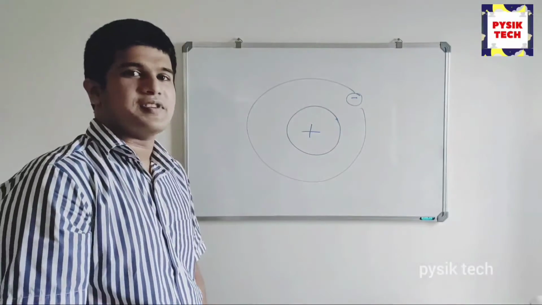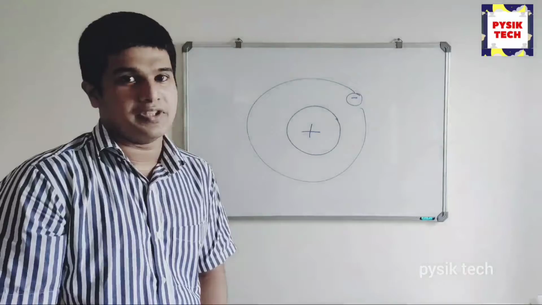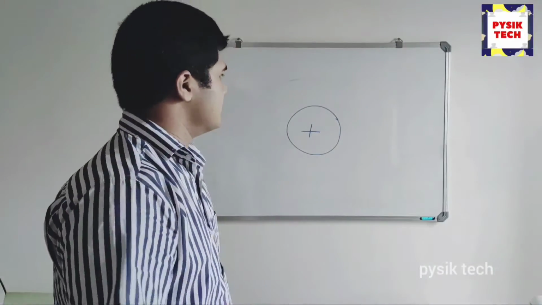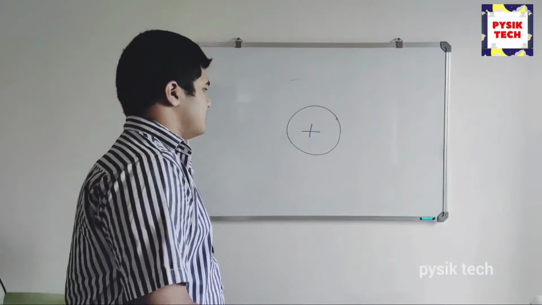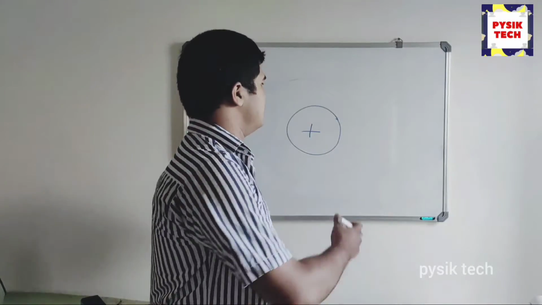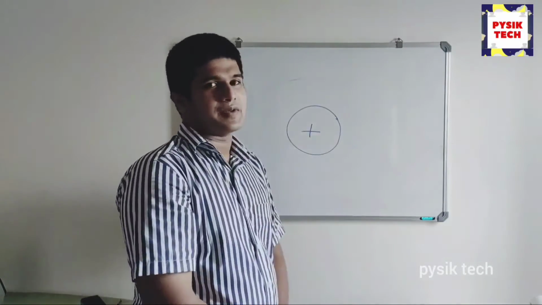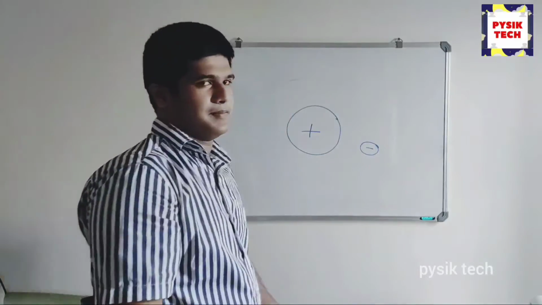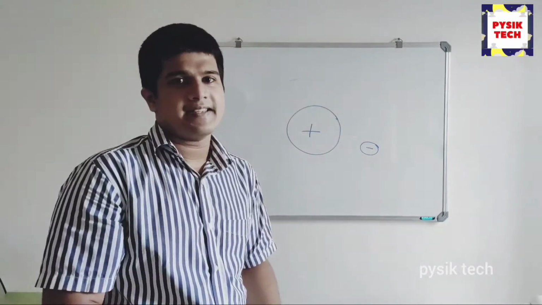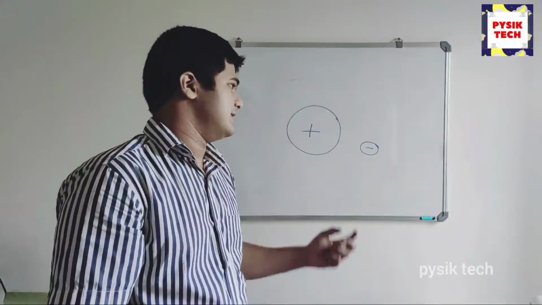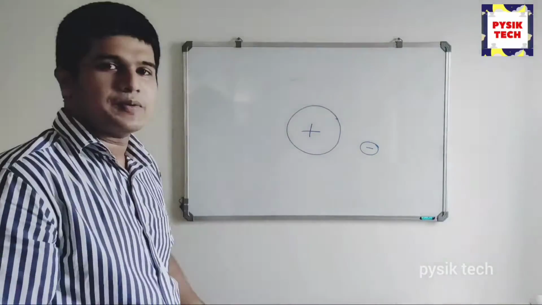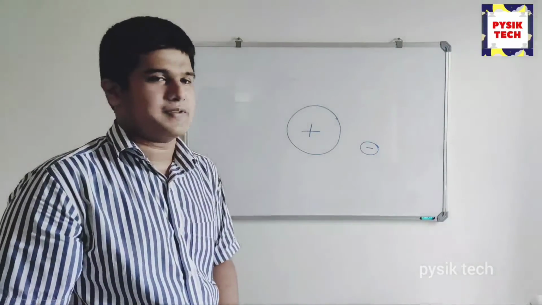There are no shells like in Rutherford's concept. Nowadays, we can say that there is a chance of availability of the electron nearby the nucleus. Okay, this is my electron. Different charges attract each other. There will be an attractive force between the nucleus and the electron.